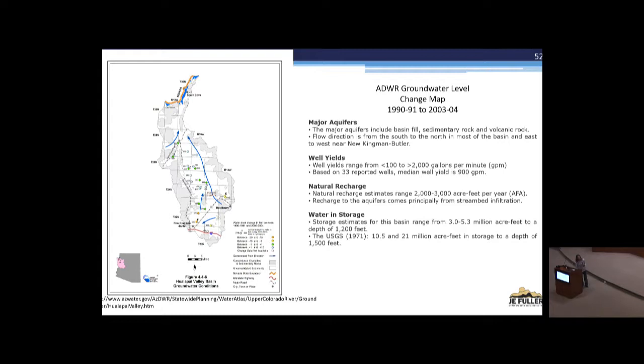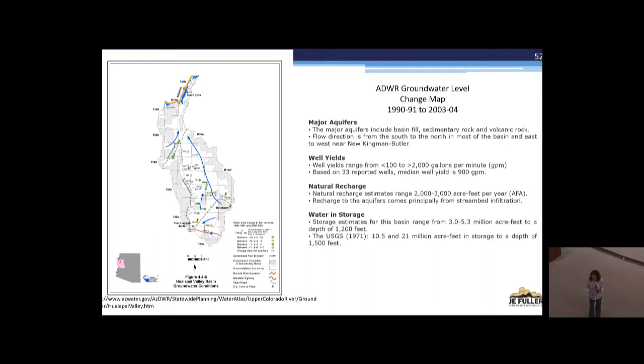I can barely see this on my slide, so I'm sure you can't see it, so I'll try to walk you through it. These are some data from the ADWR groundwater level change map from 1991 to 2003, 2004. And ADWR does these well sweeps. Yeah, I know. And I have another map that's a little bit more updated. This was the previous one they did.